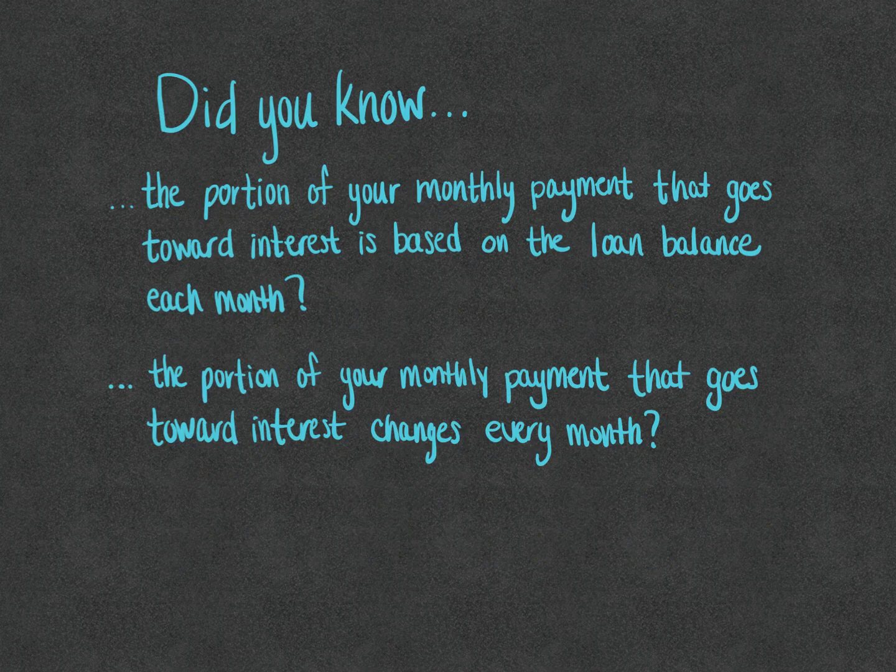Something that not many people know is that the portion of your monthly payment that goes toward interest is based on the loan balance every month. And the loan balance obviously is changing as you go from month to month. So what that means is that the portion of your monthly payment that goes to pay interest, and also therefore that goes to pay your principal, changes every single month. It's not as if it's consistently half goes to the principal and half goes to interest. It's a constantly changing value.